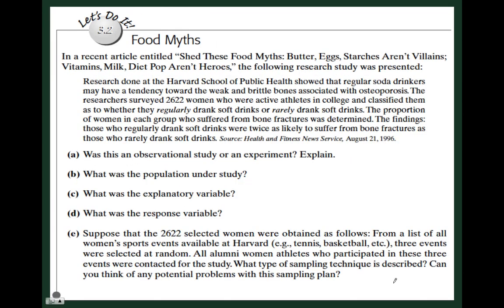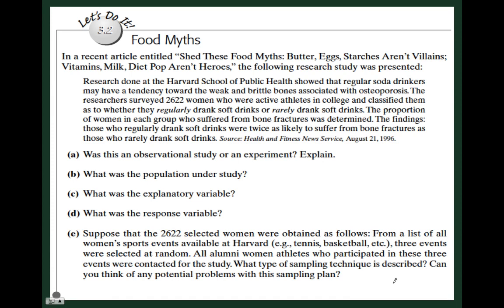All right, let's take a look at another example. In a recent article entitled, "Shed These Food Myths," butter, eggs, starches aren't villains. Vitamins, milk, diet pop aren't heroes. The following research study was presented. Research done at the Harvard School of Public Health showed that regular soda drinkers may have a tendency toward the weak and brittle bones associated with osteoporosis.